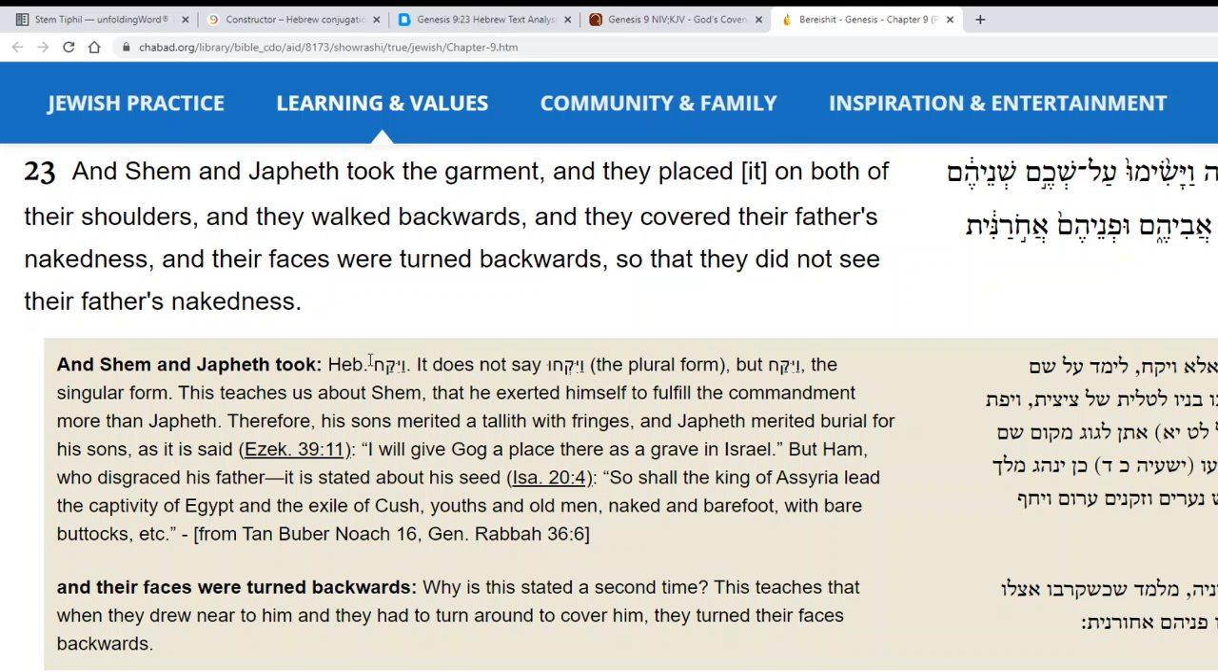Rashi is saying, but this is a Hebrew Vayikach. It does not say Vayichu. It doesn't say and they took in the plural form, but Vayikach, the singular form. This teaches us about Shem, that he exerted himself to fulfill the commandment more than Yafet. Right? So it's in the singular to teach that Shem was more zaris, we say in Hebrew, was more quick to do the mitzvah.